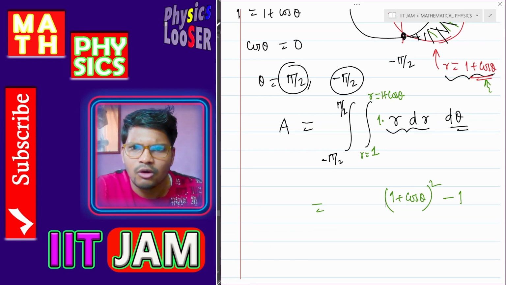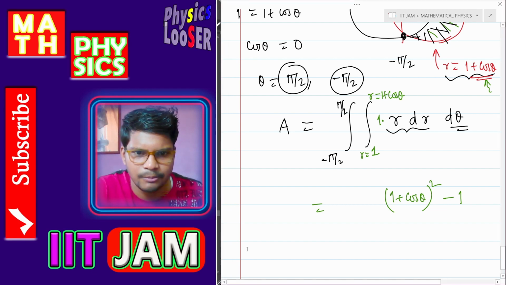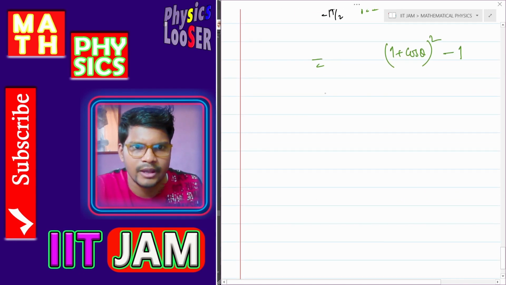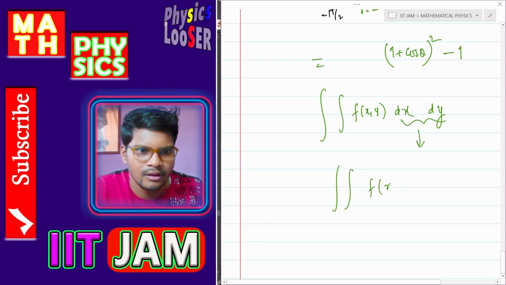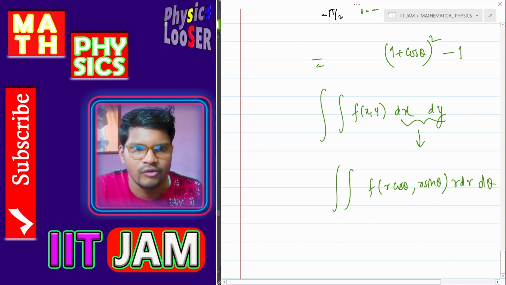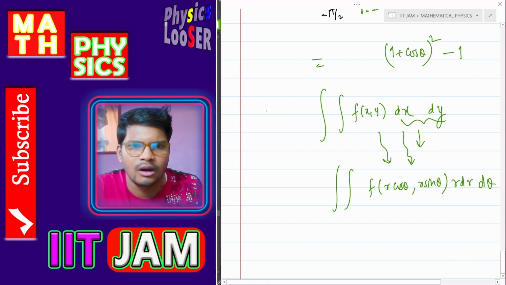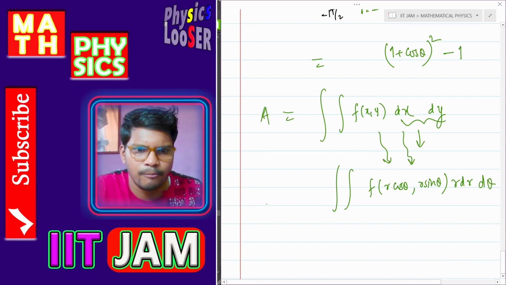Okay, now as I have already discussed how we can change the coordinates of x and y, I am going to give you a particular example. Suppose somebody has already given you the integral in the Cartesian form, let us say f of x comma y dx dy. I have already told you that x becomes r cos theta, y becomes r sin theta, and dx dy becomes r dr d theta. Okay, so this is how we can change any Cartesian area integral into the polar area integral.